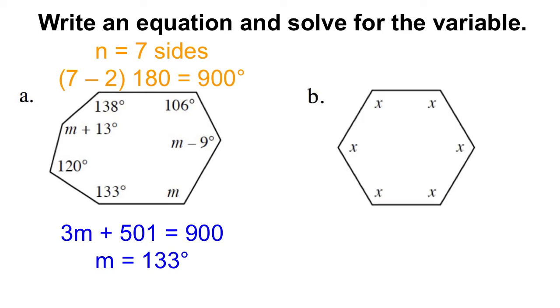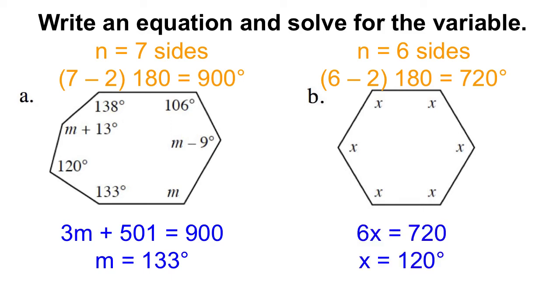Okay, so here's the next example. This is a hexagon. So we have 6 sides, so we're going to do 6 minus 2 times 180, which is 720. And then our equation would be 6x, you just add all the x's together, 6x equal to 720. And if you solve that, you get 120.